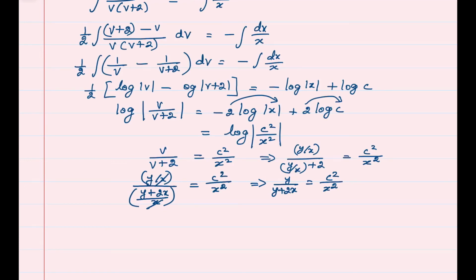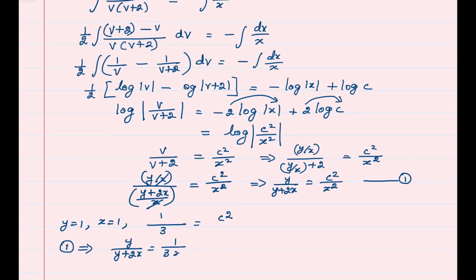This is an initial value problem. y is 1 when x is 1. Therefore, 1 divided by (1 plus 2), which is 3, is equal to c square divided by 1, which is c square. Therefore, c square value is 1 by 3. We will substitute c square value in equation number 1 to get the particular solution. y divided by (y plus 2x) is 1 by 3 times 1 by x square. We will cross multiply. 3x square y is equal to y plus 2x.